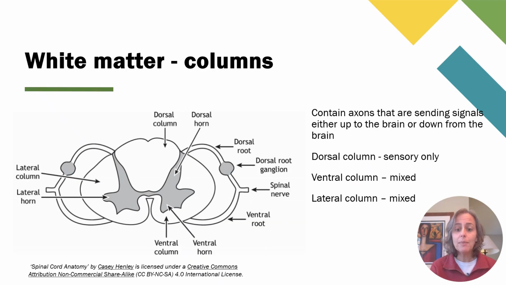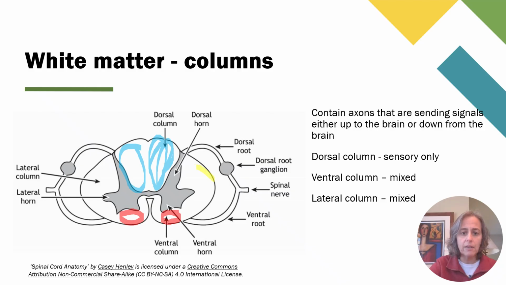What about the white matter? The white matter is divided into columns, and similarly, they are named for where they are located. So we've got dorsal columns, one here and here's the other one. We've got ventral columns up here and up here. And then we have lateral columns as well, which is kind of big. Now these are going to get subdivided into different things, so we're not going to spend a lot of time talking about them. But I am going to point out that the dorsal columns are sensory only and the others are mixed. So you've got both sensory and motor.